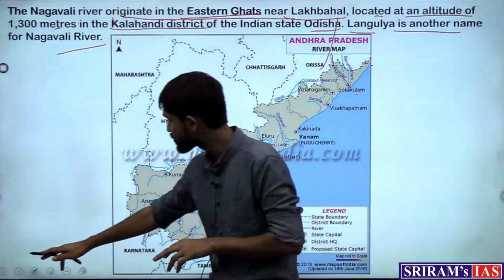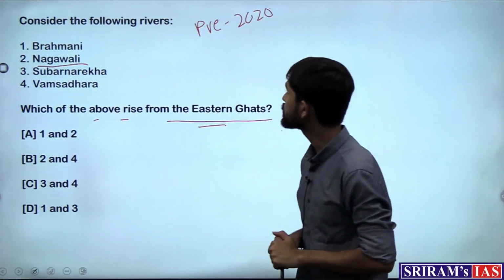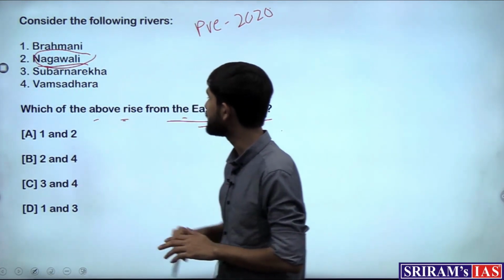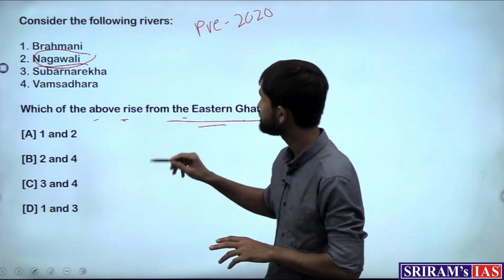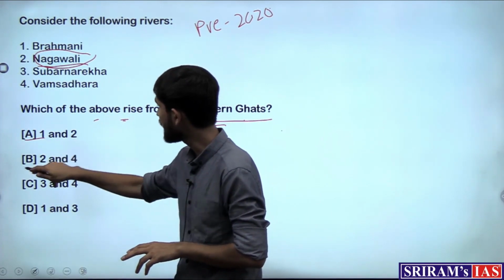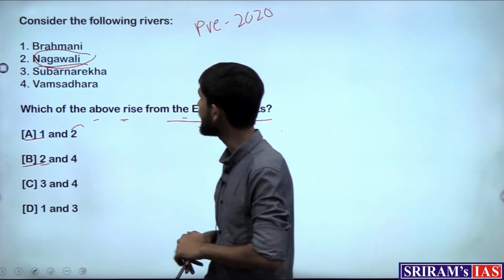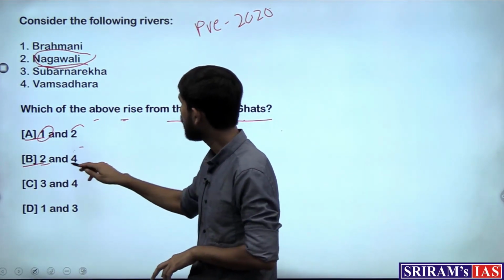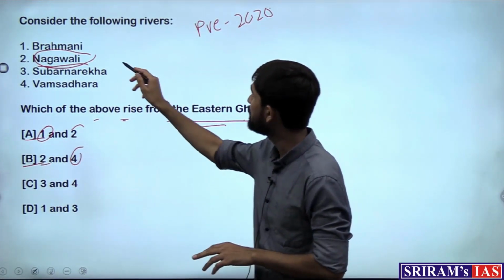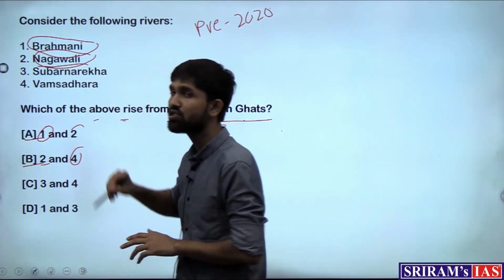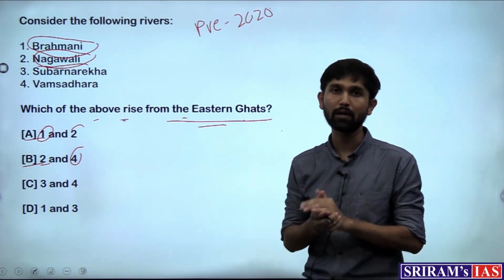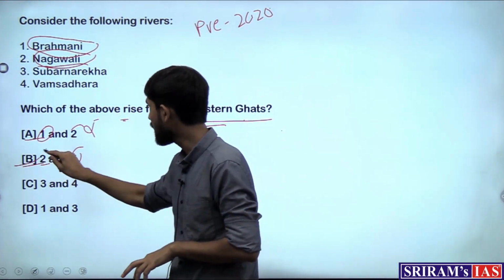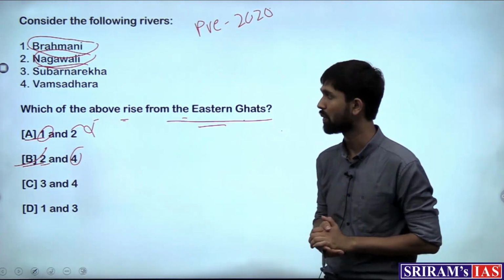So coming to the question, can we solve it? Which of the above rises from the eastern Ghats? Nagavali definitely rises from the eastern Ghats. So we have two options, A and B, wherein the Nagavali River exists. Now we are confused about whether Brahmani or Vamsadhara also rises there. Brahmani is a river which rises in Jharkhand, from the Chota Nagpur plateau, not the eastern Ghats, and that is why it is not option A, and option B becomes the correct answer for this question, right?